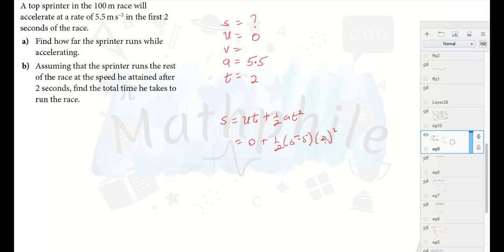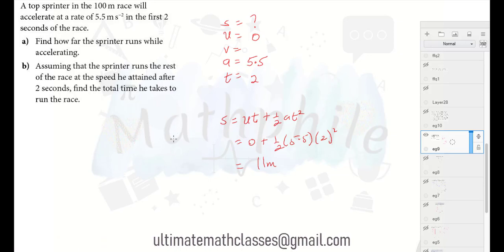If you have to continue, you should make sure that you get the equation correct. If you get the equation wrong, then you are doomed. You can't do anything about it again. So this will simplify it to 11 meters. And I think the rest should be very easy. That is my opinion.